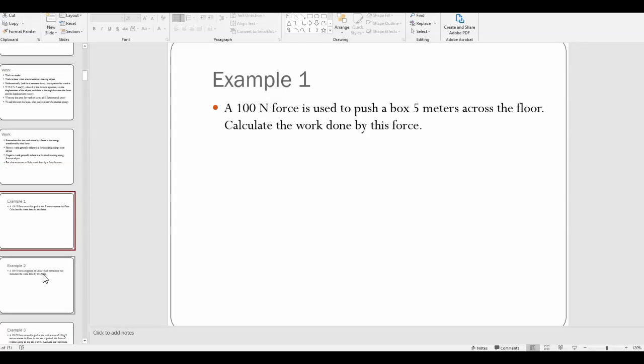Okay, so example 2. Example 2 says a 100-newton force is applied to a box which remains at rest. Calculate the work done by this force. Try to do example 2 on your own.